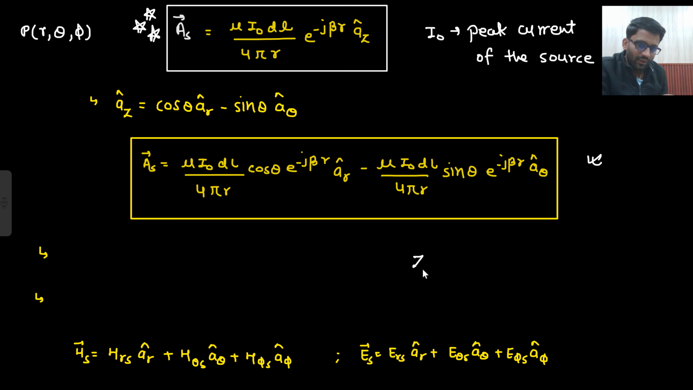How will you write it down? What do you know? What is z? z is equal to r cos theta. This you know, no? r cos theta.